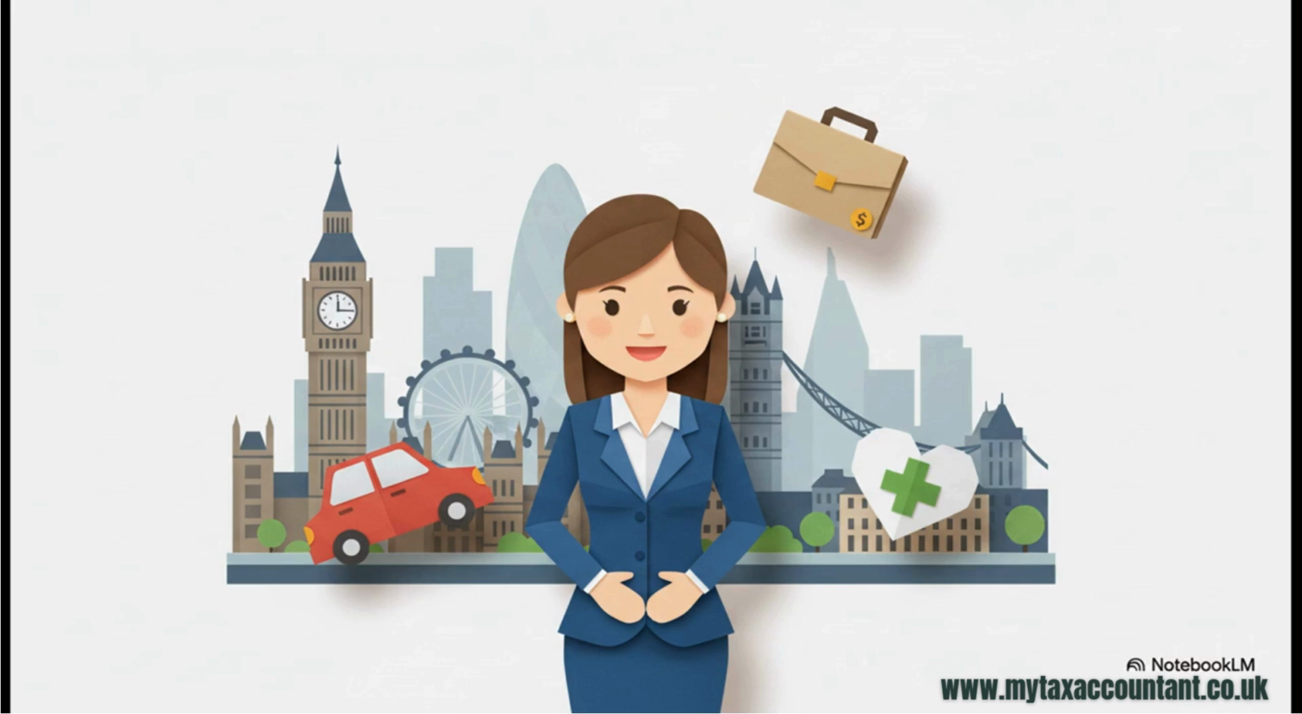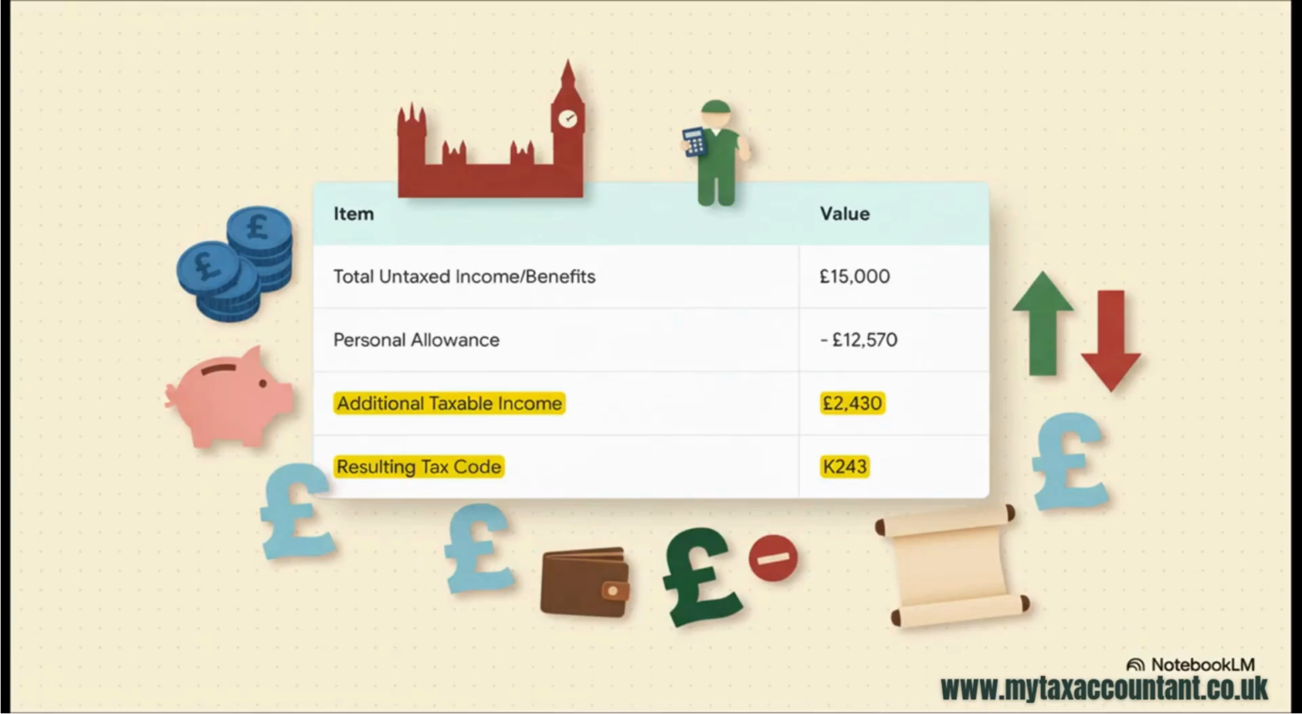And to make it really clear, let's invent a person. We'll call her Sarah. She's a manager working in London, and like a lot of people in her role, she gets some nice perks from her job. Okay, let's run the numbers for the 2025/26 tax year. The total value of Sarah's benefits, her car and health insurance, comes to £15,000. Now, the standard personal allowance is £12,570.